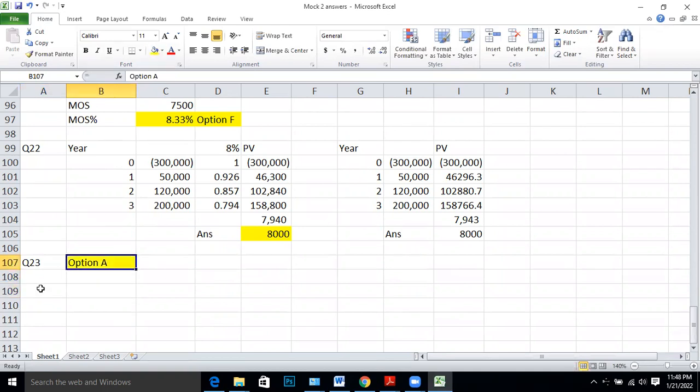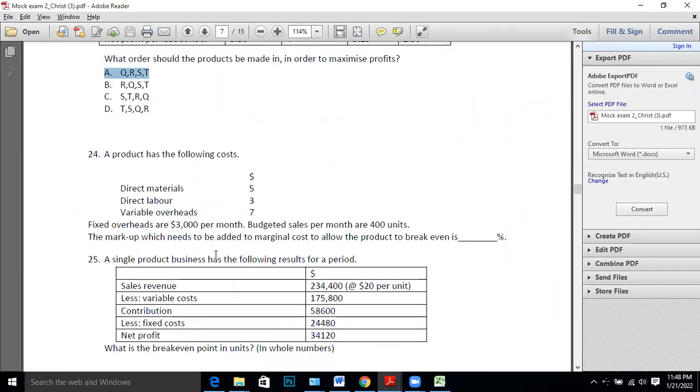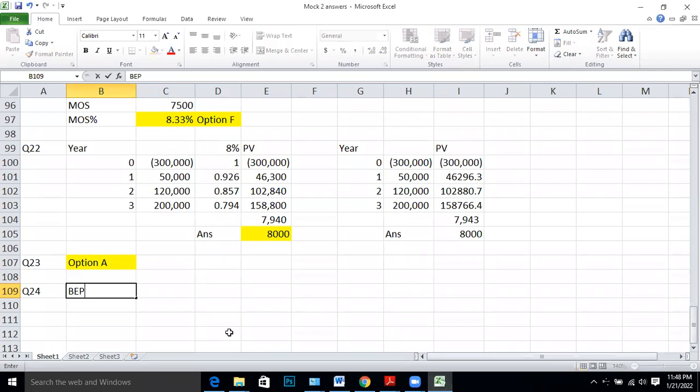24. Product has the following cost: fixed overheads are 3,000 per month, budgeted sales 400 units, markup which needs to be added for the marginal cost to allow the product to break even. Okay. So break even. With 400 units, they won't break even. So let's put the break even formula. Break even point equals fixed cost divided by contribution per unit. You want it to be 400.